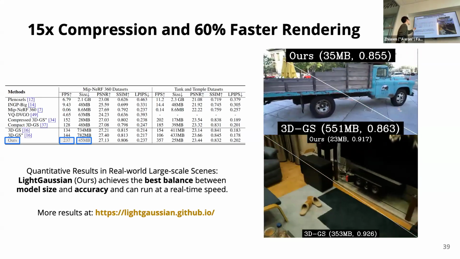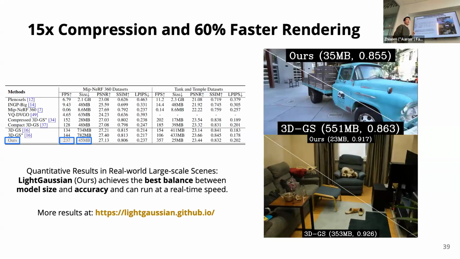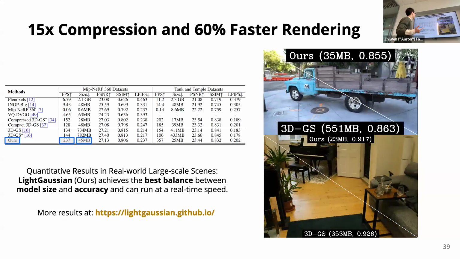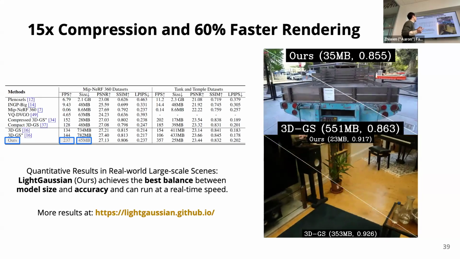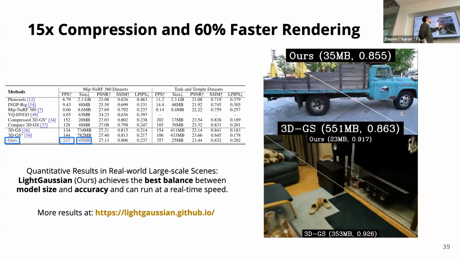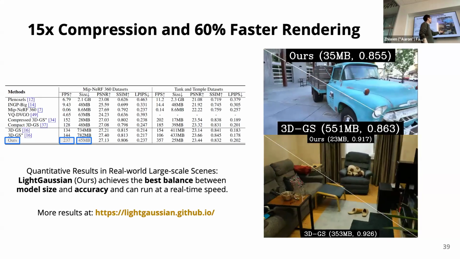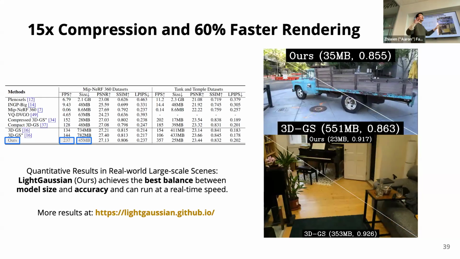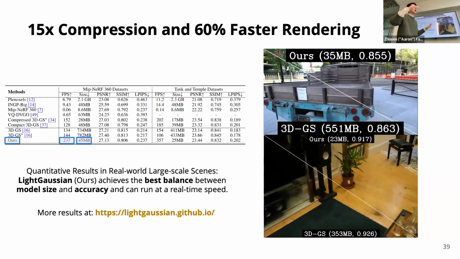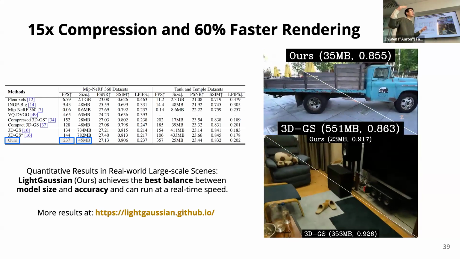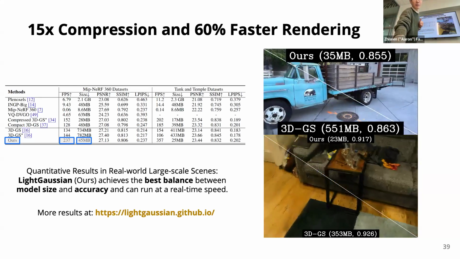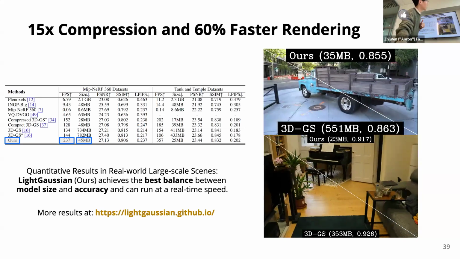the metric. Our method improved the FPS from 130 to about 230, and our size was reduced about 15 times. If we look at the visuals, not only for the outdoor but also for the indoor scenes, we perform very similarly to the baseline, but we got 60% faster running speed and 15 times smaller model size.